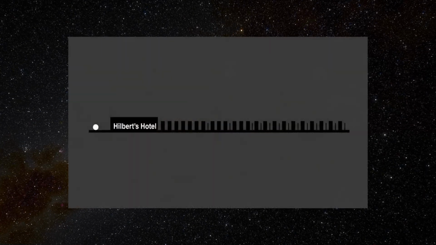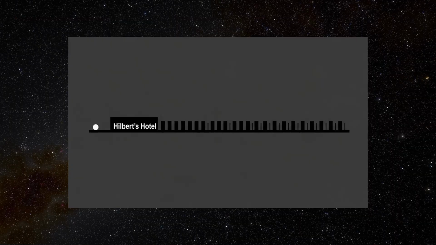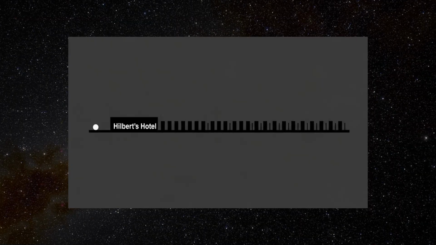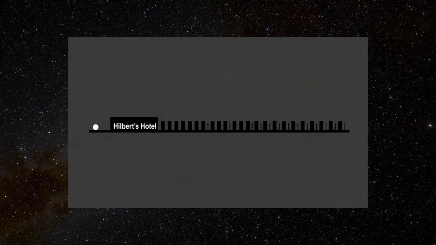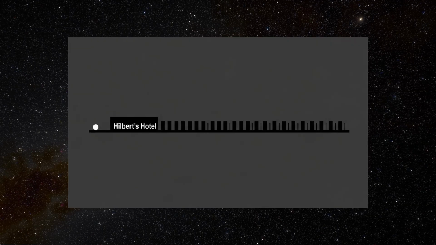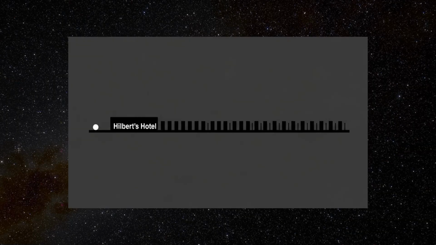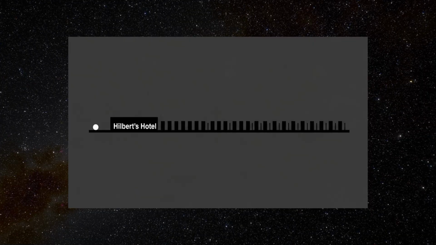Hilbert's Hotel. Hilbert's Hotel is a famous thought experiment conceived by the German mathematician David Hilbert to illustrate the bizarre and counterintuitive properties of infinity, specifically, infinite sets. It is not a paradox in the sense of a contradiction, but rather a logical scenario that challenges our everyday intuition about space, quantity, and limits.